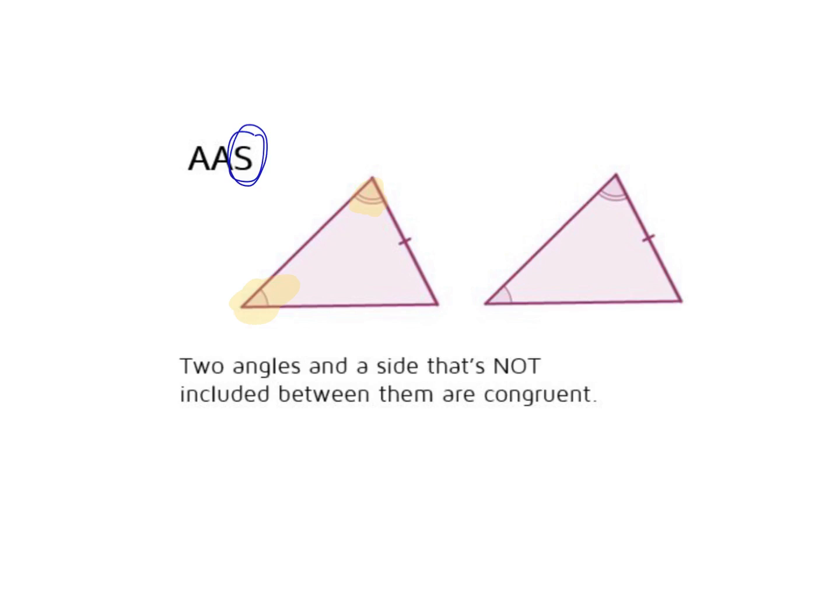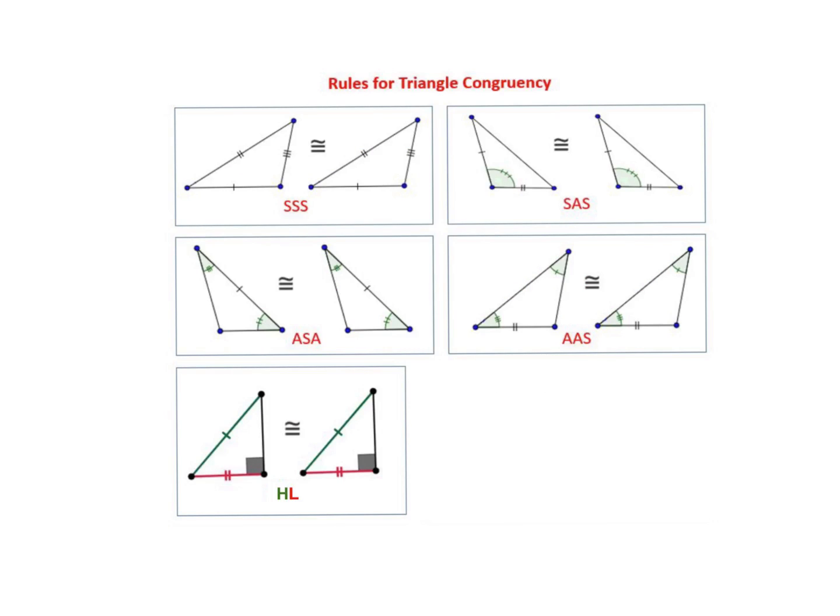So if I start down here at this vertex, I have an angle, then I go up to another angle, and then I end over here at a side. That's why we're looking at the angle angle side postulate. That's one way to tell from the picture. This is a really good picture that helps you look at the 5 triangle congruency postulates. So I would encourage you to write this down, pause, and make sure that you understand where each of these are coming from.